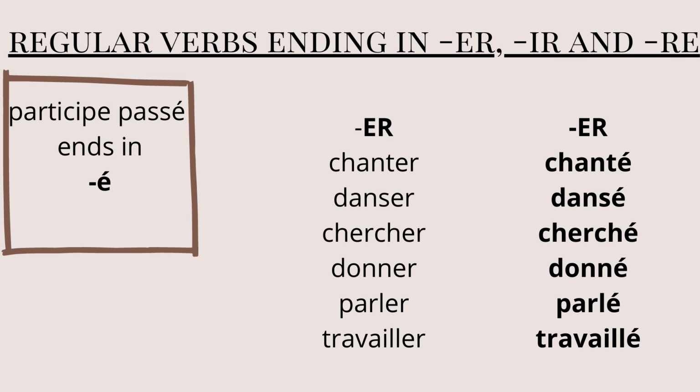So regular ER, IR, and RE verbs. For the regular verbs ending in ER, you would conjugate your avoir, as I said, in present tense, and then your participe passé. Formation of the participe passé: say you have your verb chanter in infinitive. Take out the ER, add an É with an accent. Your participe passé is now chanté. Same with danser: you take out the ER and just add an É with an accent, so you have dansé. And it goes on like that for the regular verbs ending in ER.